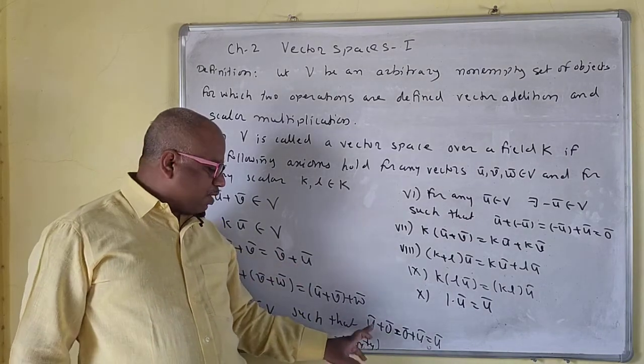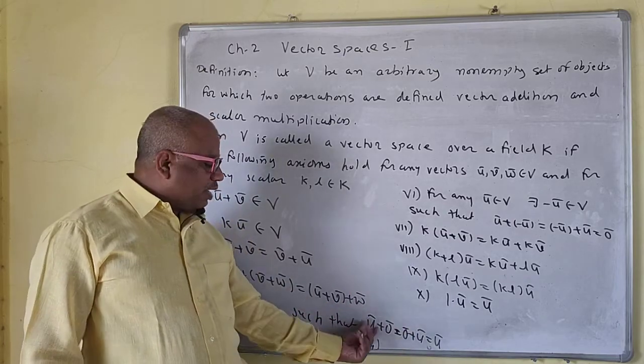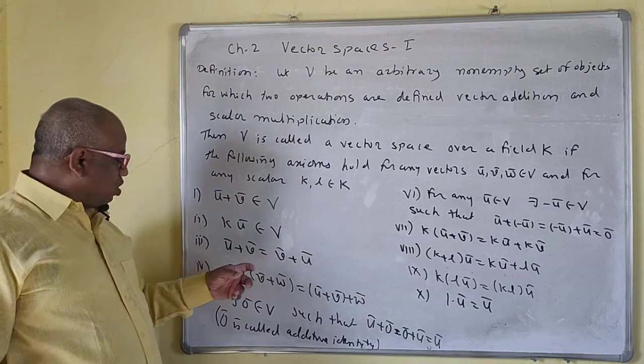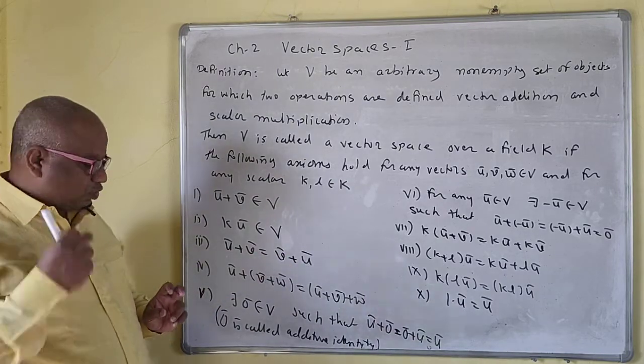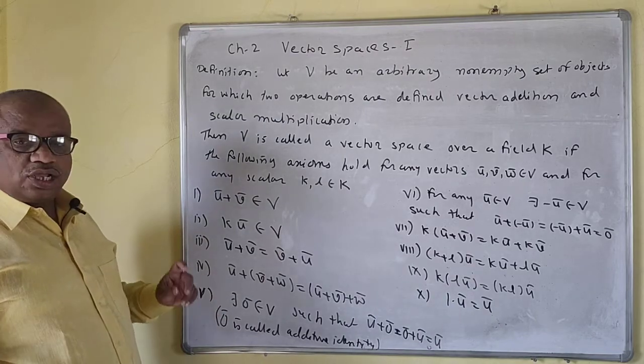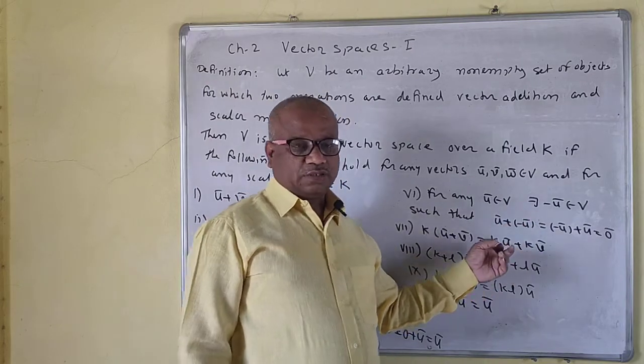So you may simply write this: u bar plus 0 bar is equal to u bar. Automatically u bar plus 0 bar is the same as 0 bar plus u bar, because we have already explained this. So that means the additive identity should exist.